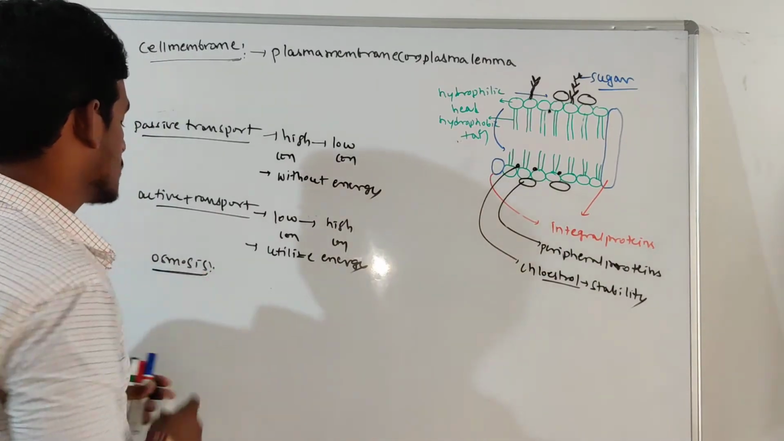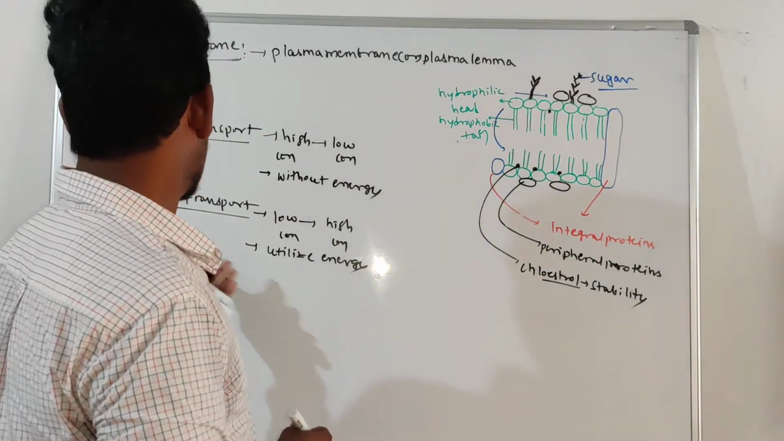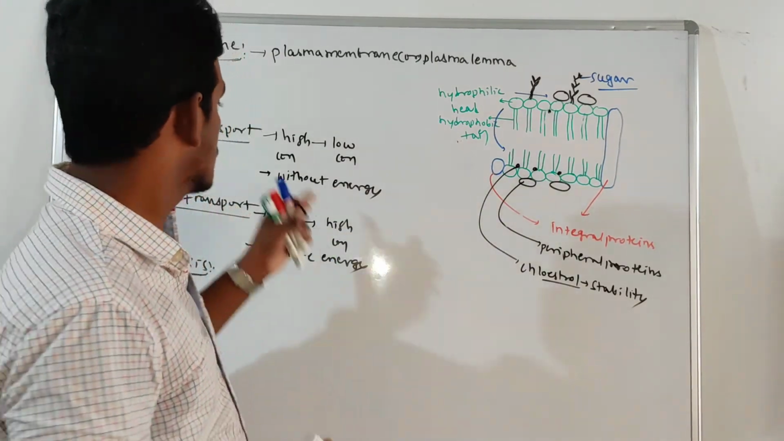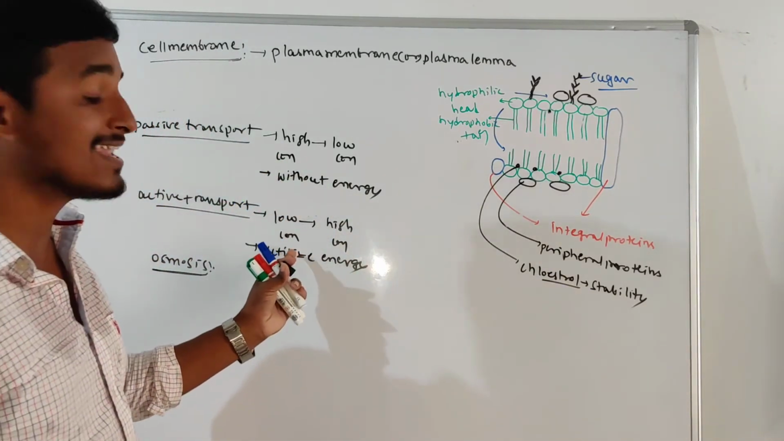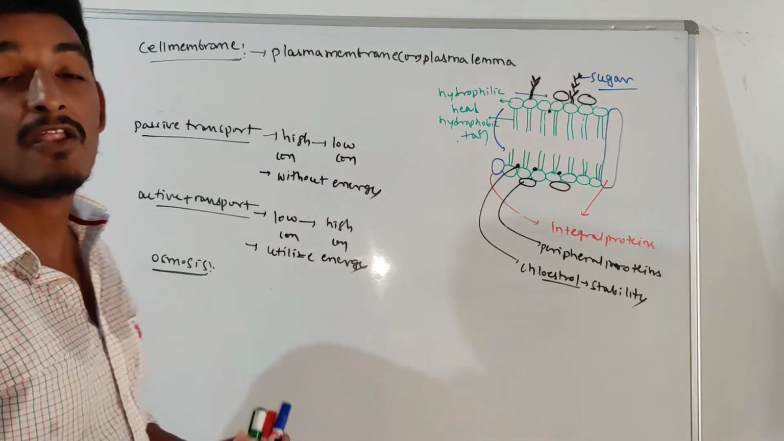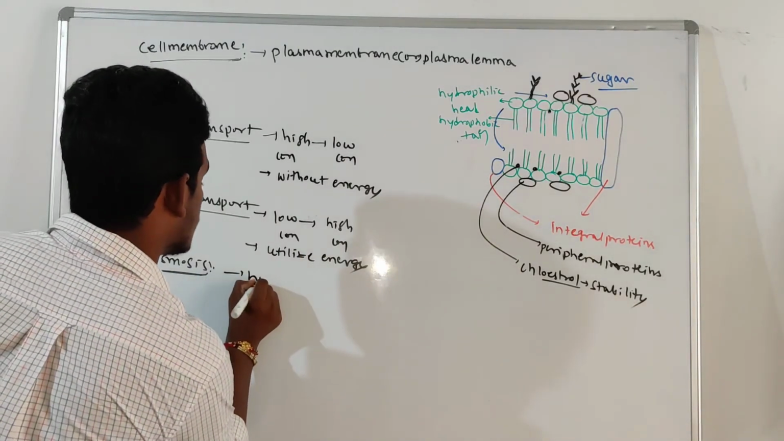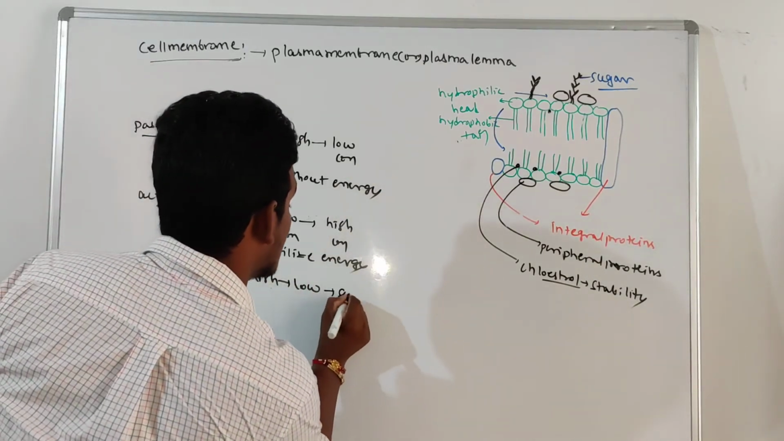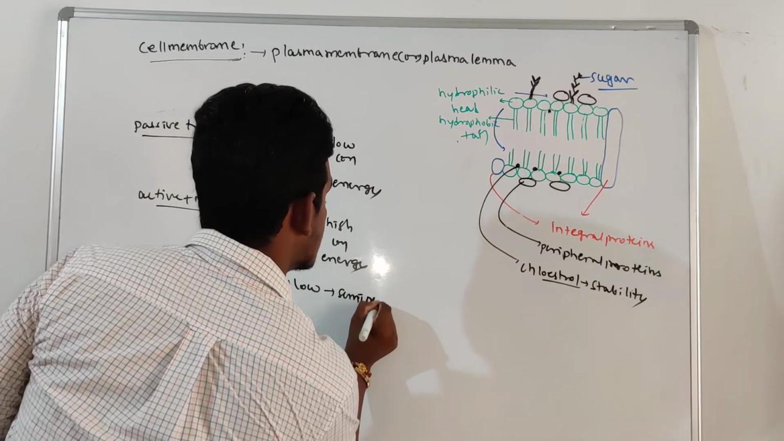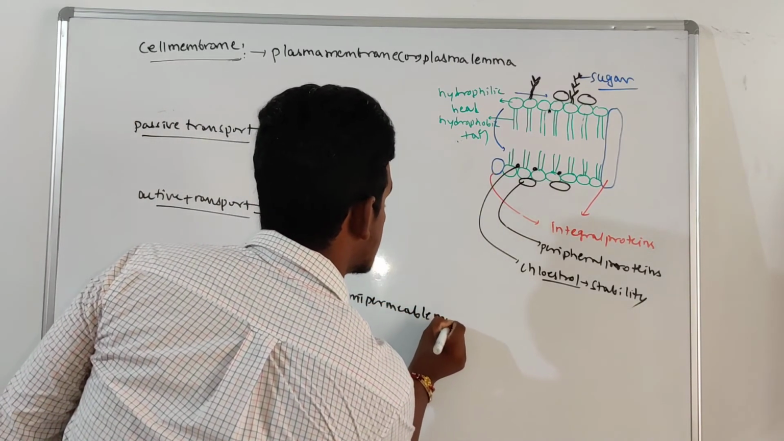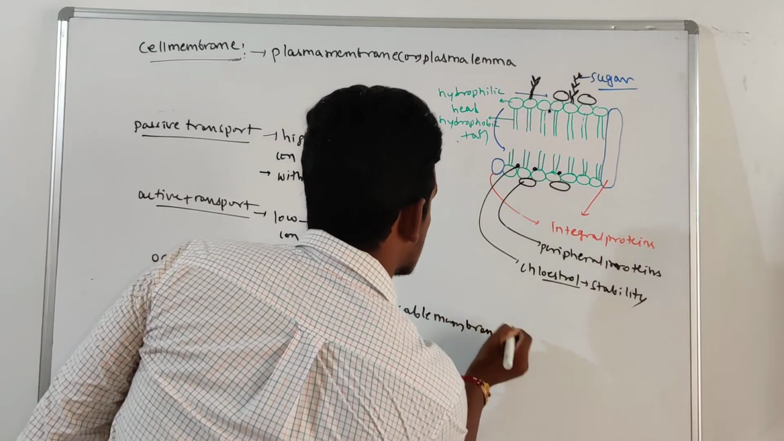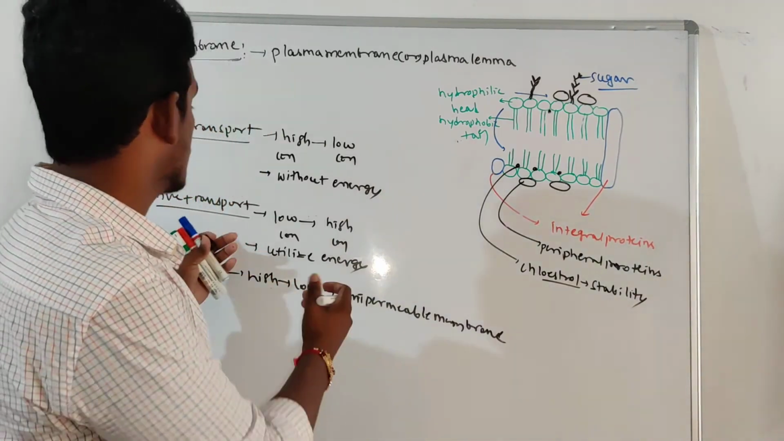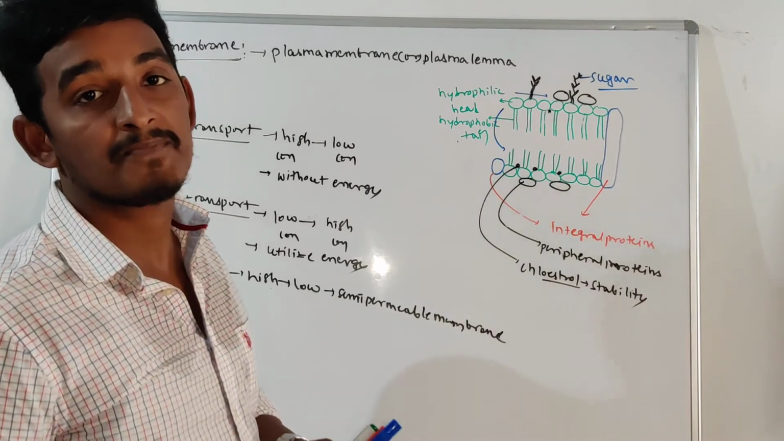Later about osmosis. In osmosis also, the movement of molecules takes place along the concentration gradient. It means the movement of molecules takes place from high concentration to low concentration through the semi-permeable membrane. Then the type of transport we call is osmosis. So that is about various transport mechanisms performed by the plasma membrane.